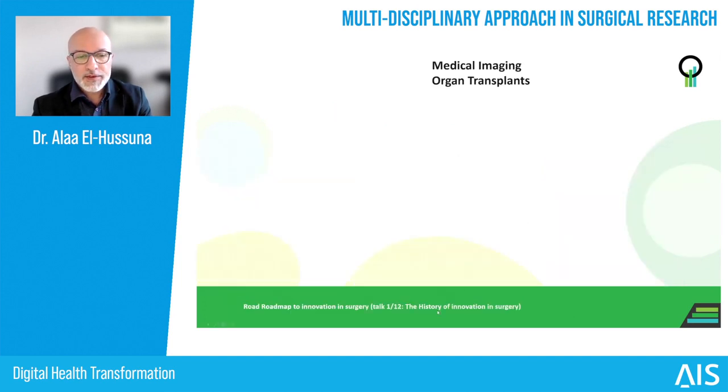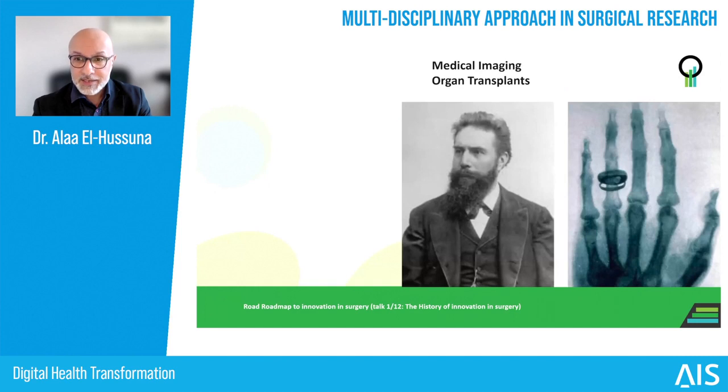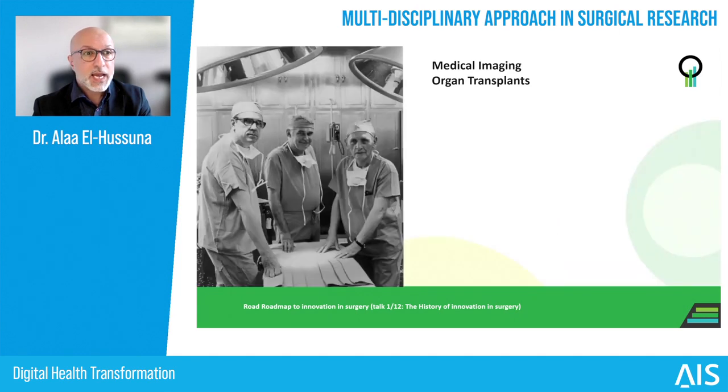So you remember from the first talk about the history of innovation surgery, we talked about medical imaging and organ transplant. The advances in physics enabled the invention of X-ray, which has helped a lot in identifying different medical conditions. And then the advances in immunology helped surgeons to make their first organ transplant. Although those people did not work in the same team, they had some knowledge about what is going on around them in other specialties or other professional circles. And this is important.